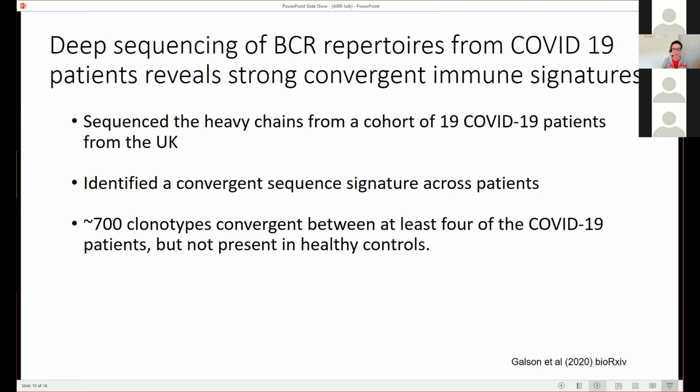I'm going to talk about the stuff that we've put out so far, which is on a bioRxiv paper, which is about 19 patients. We've actually now got data for, I think, 31 patients, which we're working through, and more data is continuously coming. And what we saw within this data was a convergent sequence signature, which we were seeing across patients. We found it was actually 777, and that number changes as we have more data and we can be more careful with the data, but clonotypes convergent between at least 4 of the COVID-19 patients, and I think for us an important step in this, but not present in our healthy controls.